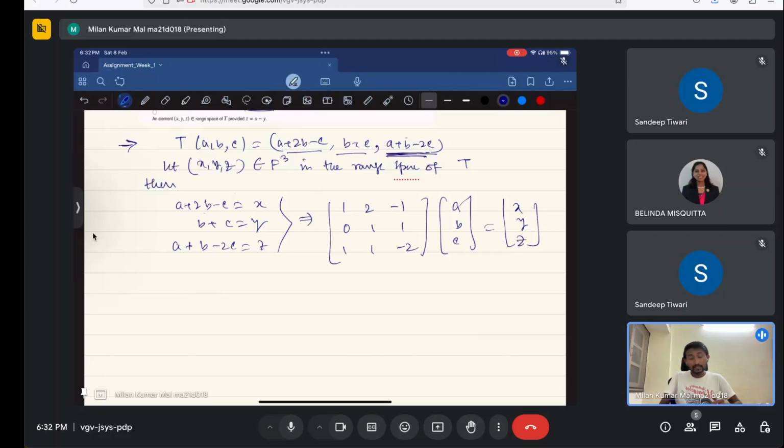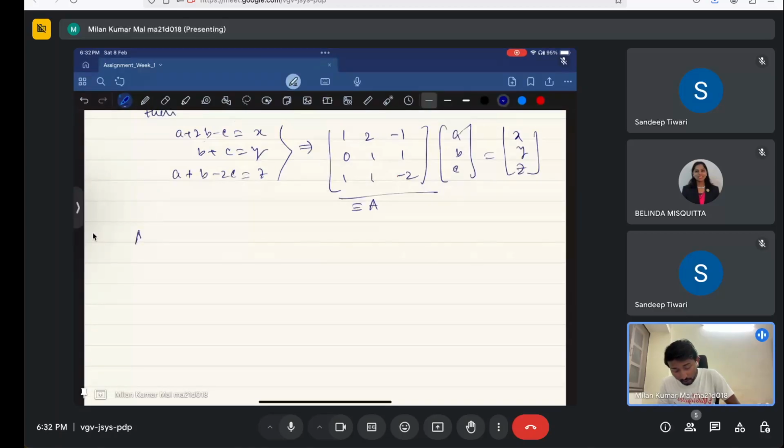Now the question is whether an element will be in the range space. Consider this matrix as A. In that case, the augmented matrix is 1 2 -1, 0 1 1, 1 1 -2, with x, y, z. This is the augmented matrix.